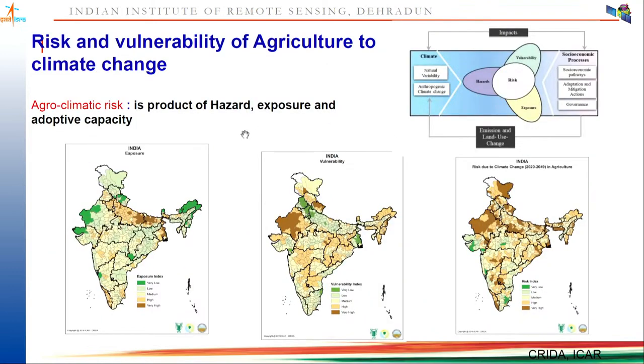Now you see here the agroclimatic risk, which are the areas more susceptible to climate change or climatic risk. Here you see the exposure. These are the areas which are highly exposed. The brown means very huge exposure, and this green is a very low exposure. So this is the Indo-Gangetic plain. You see high exposure to different kinds of hazard, and then vulnerability, which areas are more vulnerable.